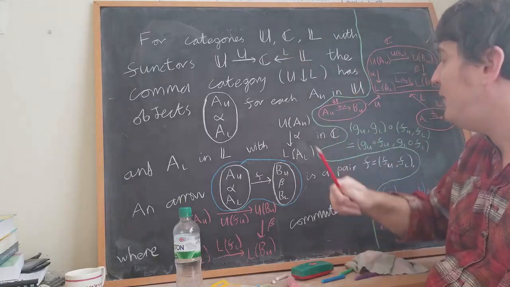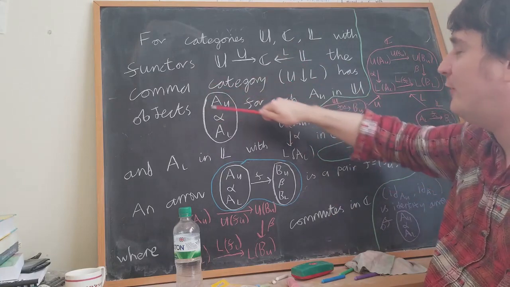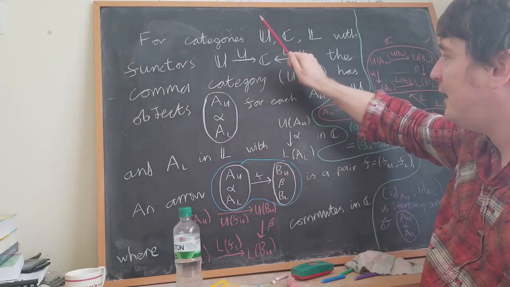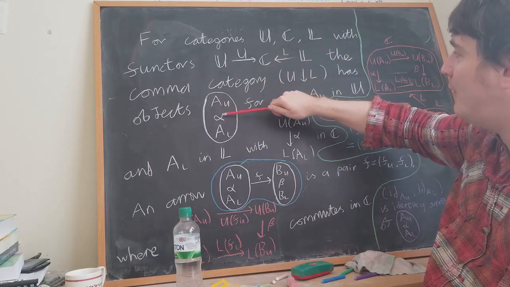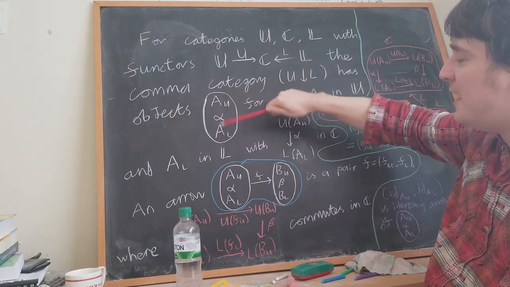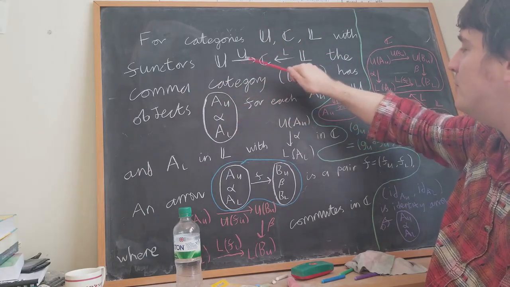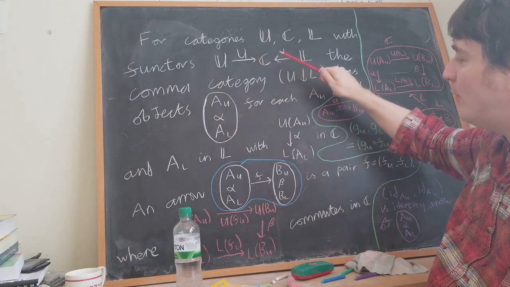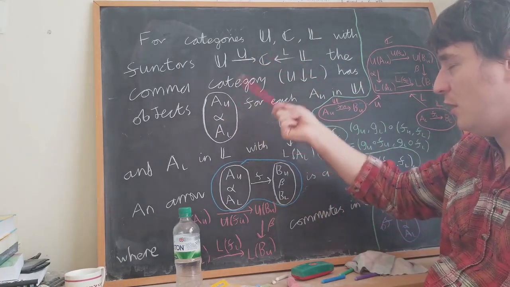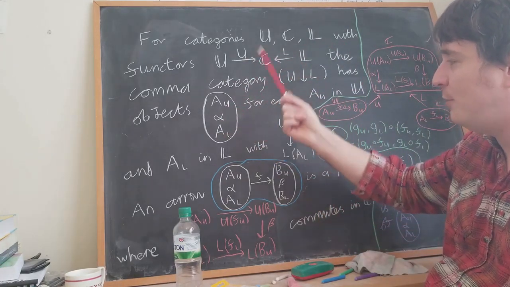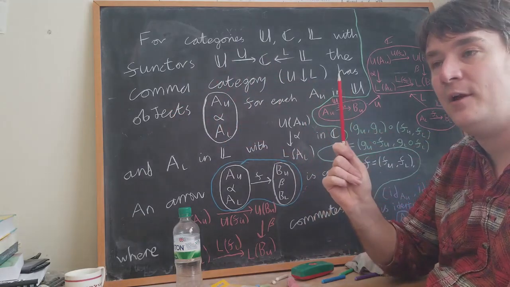Okay, so it's a special kind, so the objects of the comma category are triples, an object from U and an object from L, with this special kind of arrow here of C, which connects where these objects get sent to in C under these different functors. Okay, so all such triples constitute the objects in this comma category.